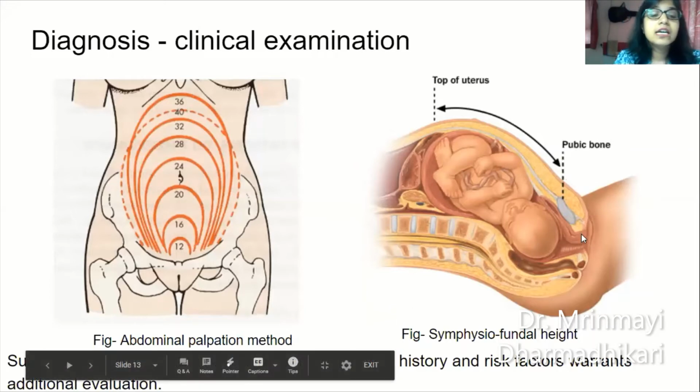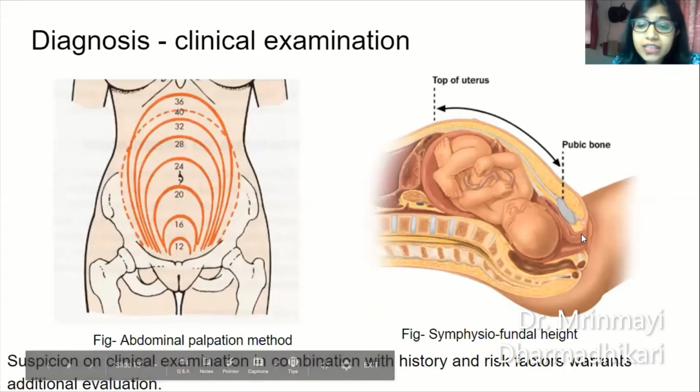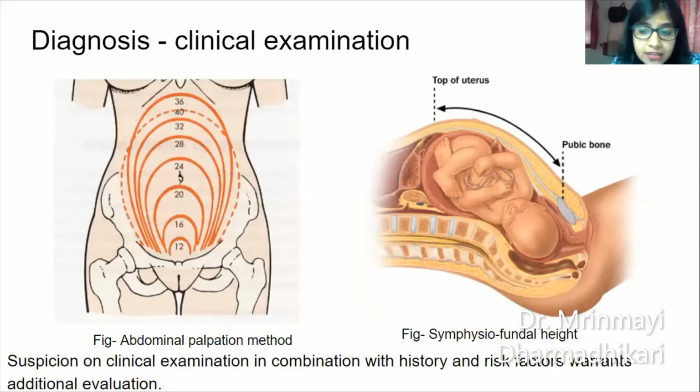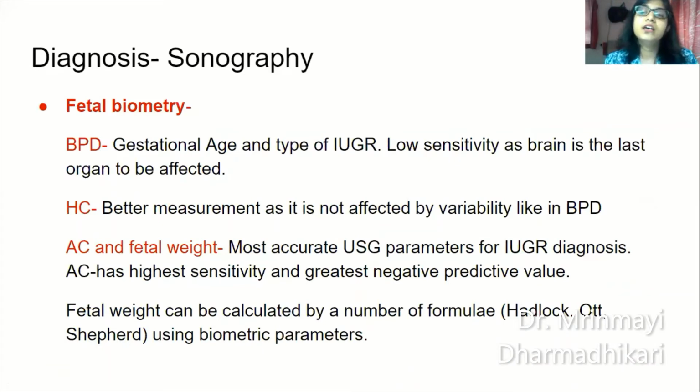But remember, suspicion on clinical examination has to be correlated with history and risk factors, and then additional evaluation using sonography should be done for a definitive diagnosis of growth restriction. So coming to sonography, very important in diagnosing IUGR babies and also for management of these babies.